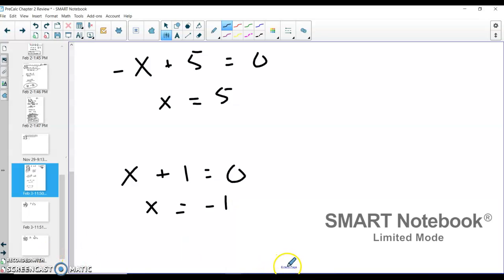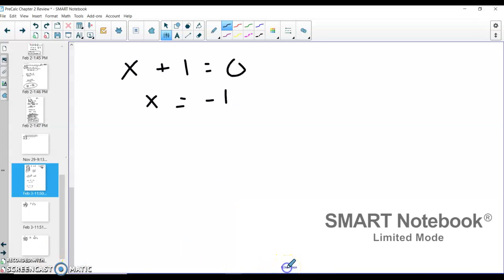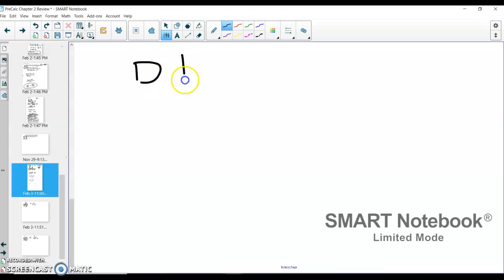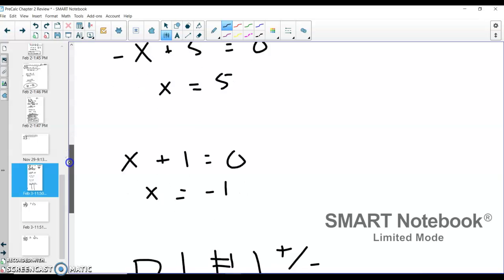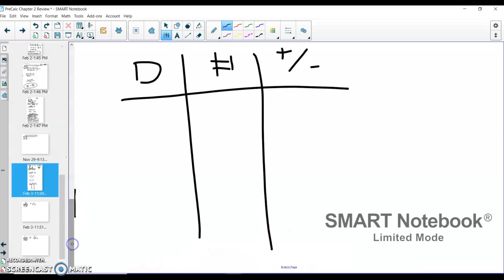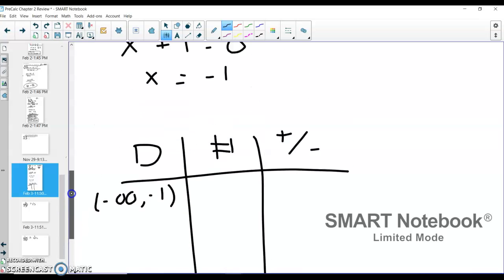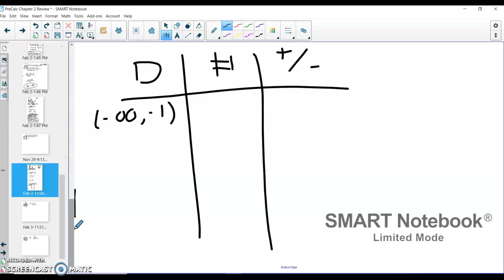Now I can set up my table to do test interval, test number, and positive or negative. So I get my domain, I like to call it, same thing as test interval, the number I'm choosing, and then whether it's positive or negative. My first domain is going to go from negative infinity to negative 1, that first point that I see. And then I'm going to go from negative 1 to 5. And then I'm going to go from 5 to positive infinity.